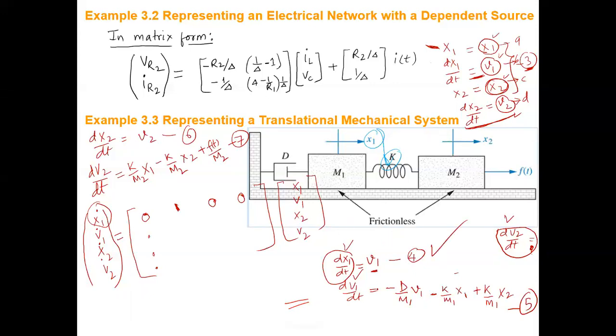Now what is number 5? We have v1 dot, which comes from number 5. So now you have to first do the x1 part. X1 is the first one. What is the x1 here? Minus k over m1. X1 is done. So then what next? B1, right? So where does b1 come from? Here. Minus d over m1.